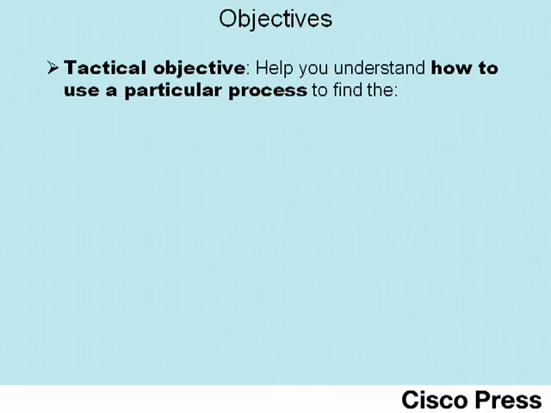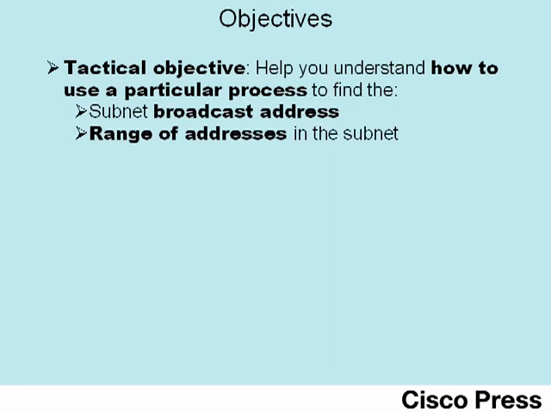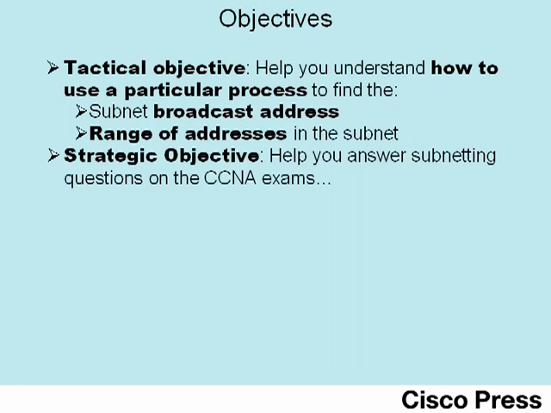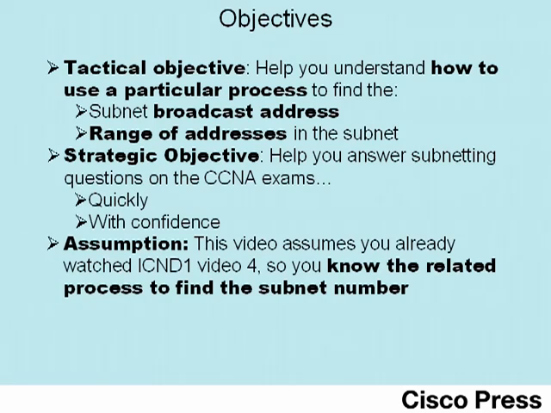This video has both a tactical objective and a strategic objective. The tactical objective is to help you understand how to use a particular process to find a subnet's broadcast address and then easily find the range of addresses in that subnet. Strategically, this video is here to help you learn how to subnet both quickly and with confidence so you can do well on the CCNA exams. Also note that this lab is dependent on the previous lab, ICND1 Lab 4, so if you've not watched that video, you might want to go ahead and watch it now.